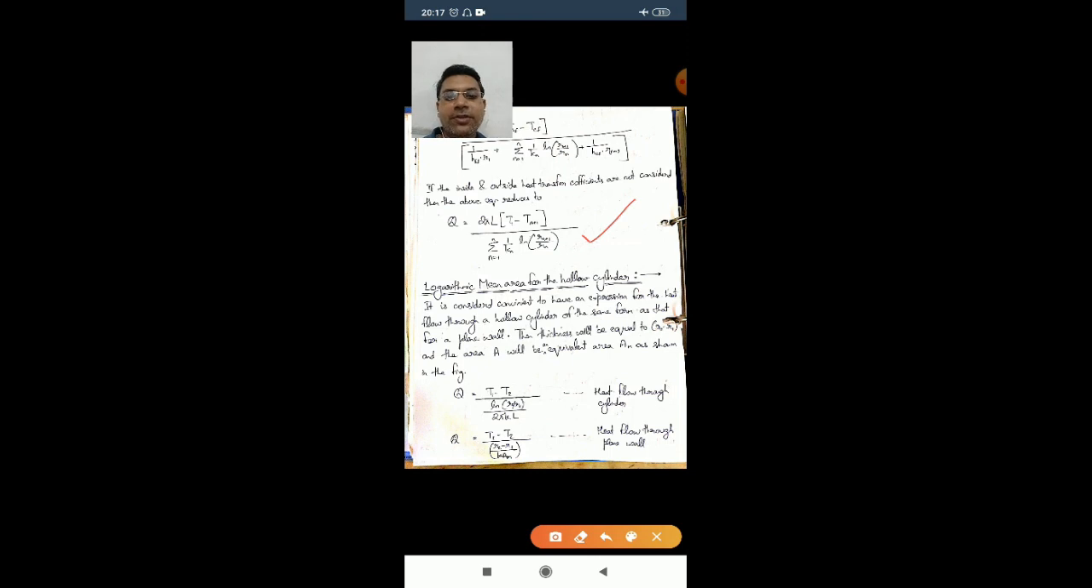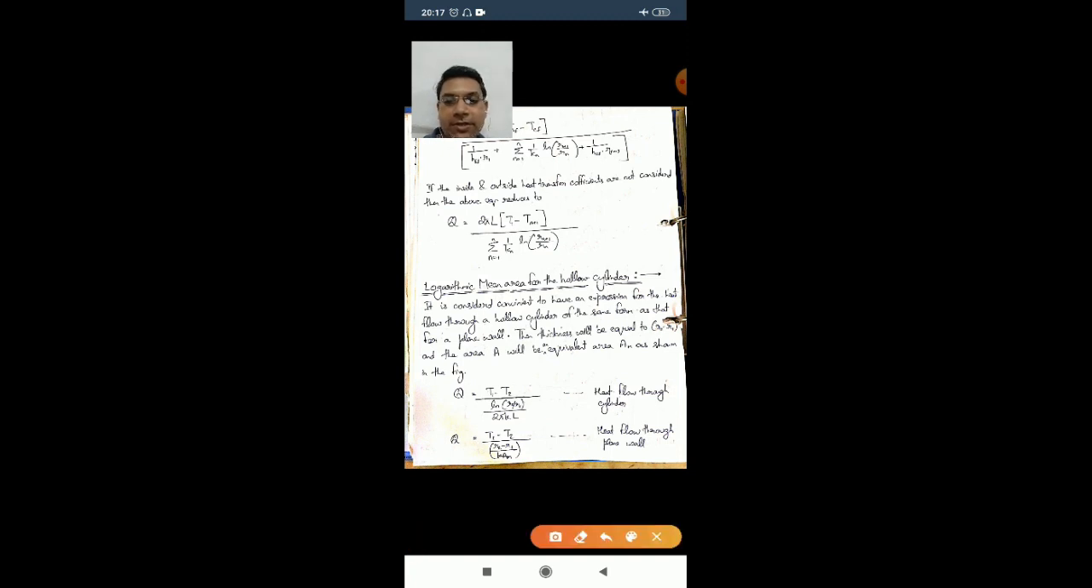Now the next term is the logarithmic mean area for the hollow cylinder. Now students, as you know, it is considered easier to calculate the heat transfer from a wall as compared to a cylinder. You might have seen the equations involving the cylindrical and the rectangular coordinates. So till now you have understood that rectangular coordinates are much easier to handle as compared to cylindrical coordinates. So whenever cylinders are there, we can convert it to an equivalent mean area. That mean area is known as the logarithmic mean area for the hollow cylinder.